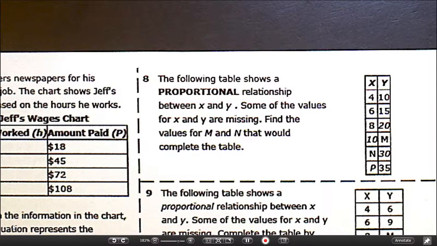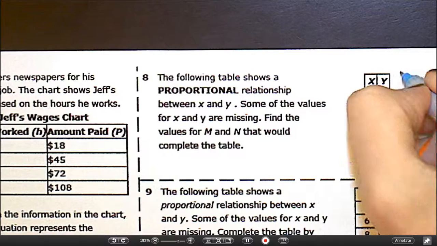Take a look with me at number 8. It says the following table shows a proportional relationship between x and y. Some of the values for x and y are missing. Find the values for m and n that would complete the table. And I'd actually like for you to find p as well. So m, n, and p. So what we're going to do here is go ahead and find our relationship.